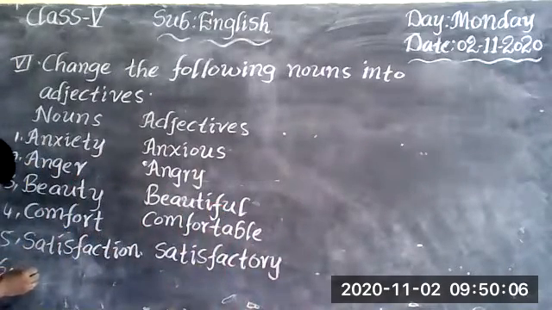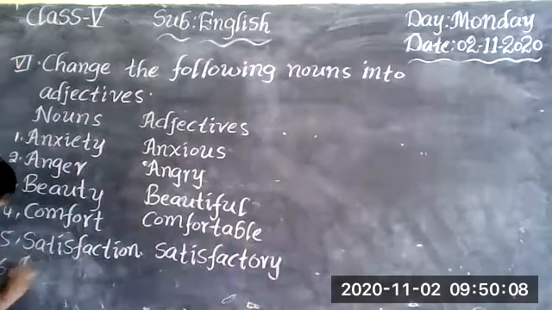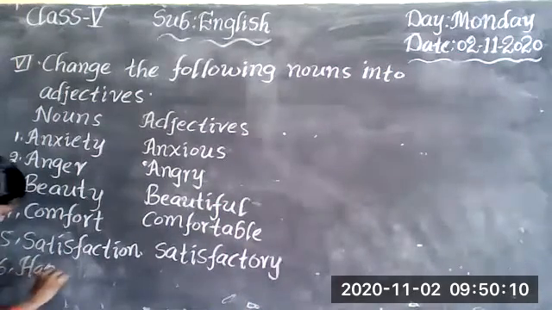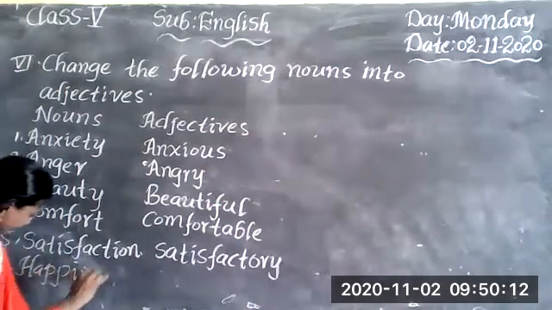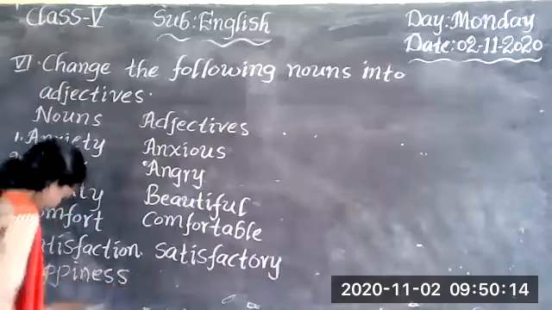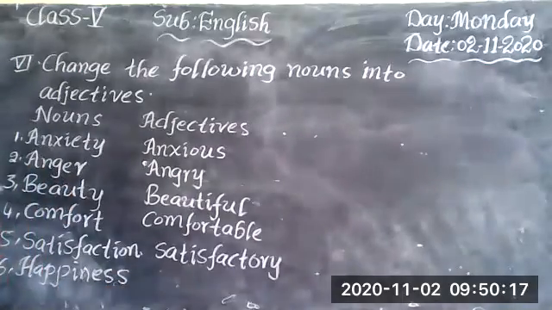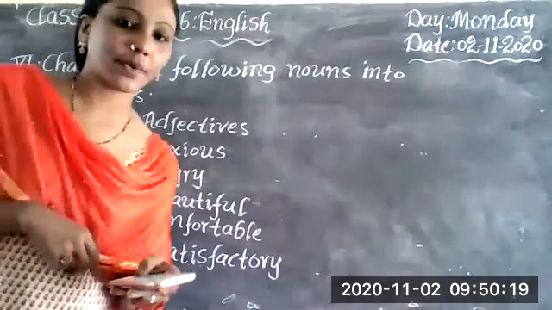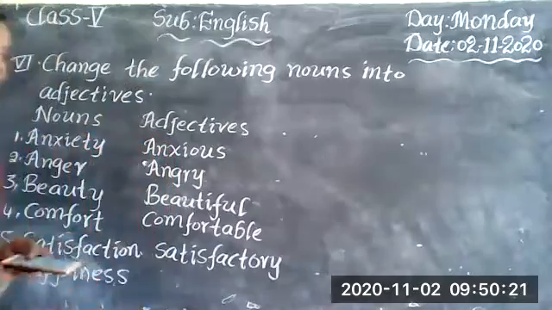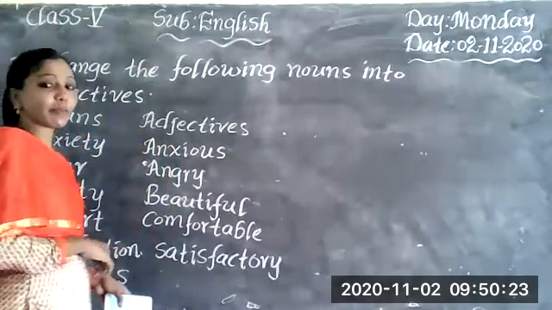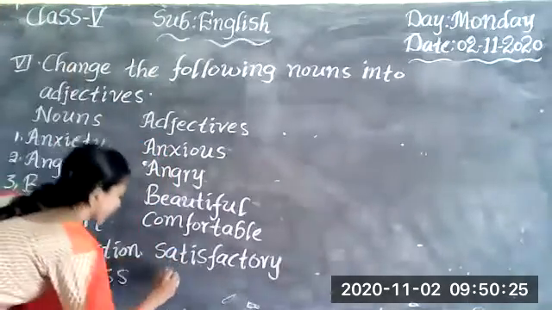Next word. What is the next word? Sixth one. Happiness. Happiness is a noun. Okay. So what is the adjective form of happiness? Can anyone say? Happy. Rizwan. Very good, Rizwan. Yes. The adjective form of happiness is happy.